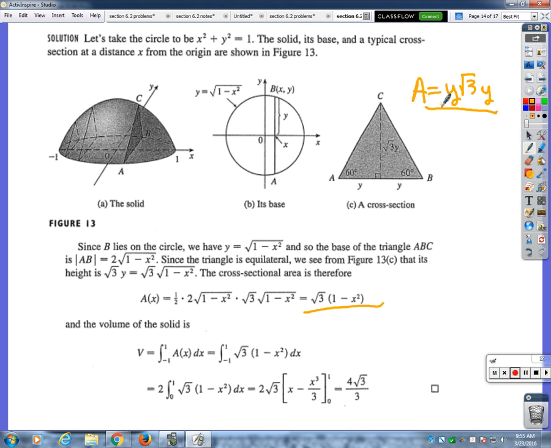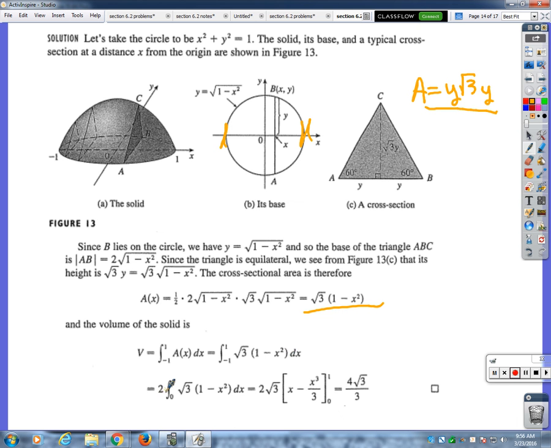Right, so they took this right here and just solved it for y. Okay, so once you have that figured out, then you're going from -1 to 1, so that's the integral right here of the cross-sectional areas, which we just figured out were root 3 times 1 minus x squared. Then they're going to do the doubling trick.